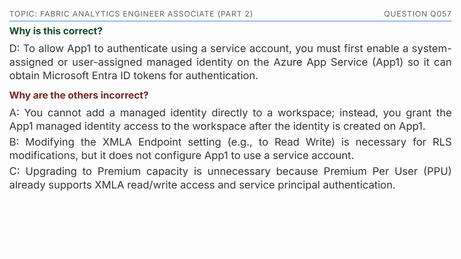To allow App1 to authenticate using a service account, you must first enable a system-assigned or user-assigned managed identity on the Azure App Service, App1, so it can obtain Microsoft Entra ID tokens for authentication. Why are the others incorrect? A. You cannot add a managed identity directly to a workspace. Instead, you grant the App1 managed identity access to the workspace after the identity is created on App1.